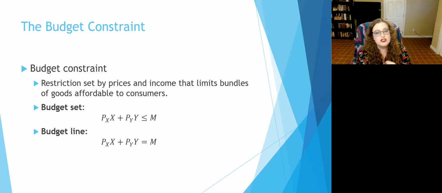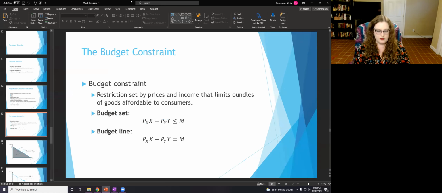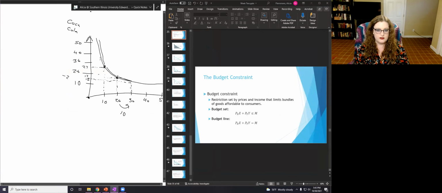Budget constraints are restrictions set by the price and income that limit the bundles of goods that are affordable to consumers. So we have two different things. First, we have a budget set, and then we have a budget line. I have an example in the slides, but first let's go ahead and draw it out so you can see each part of this.